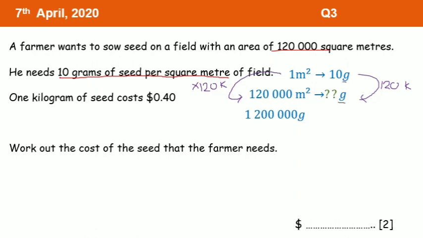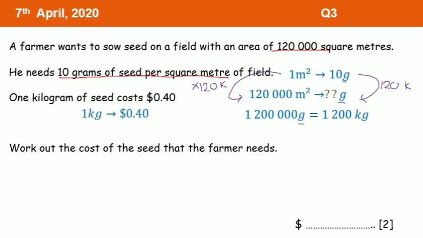It looks so big, so let us change it into kilograms. It will be 1,200 kilograms. Now let us go to the third sentence. 1 kilogram of seed costs $0.4. Here also we can write a proportion. So 1 kilogram is equal to $0.4.